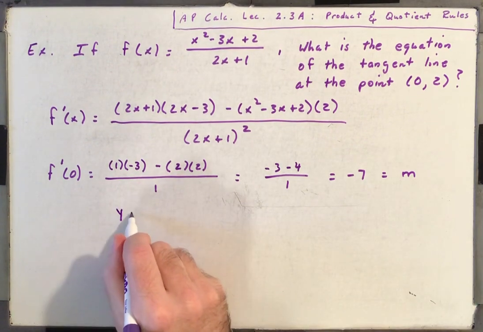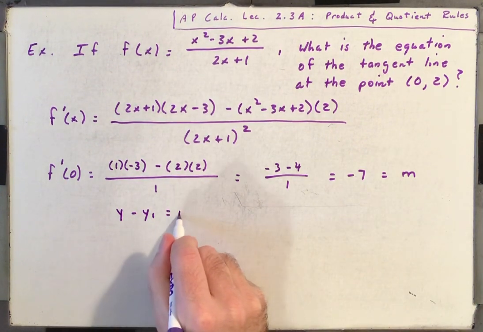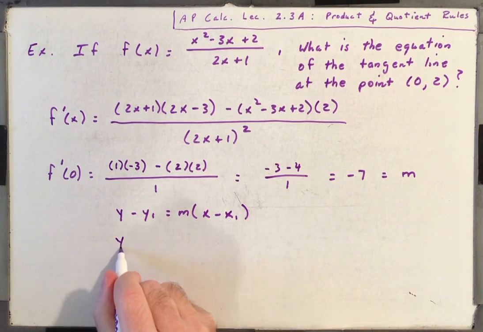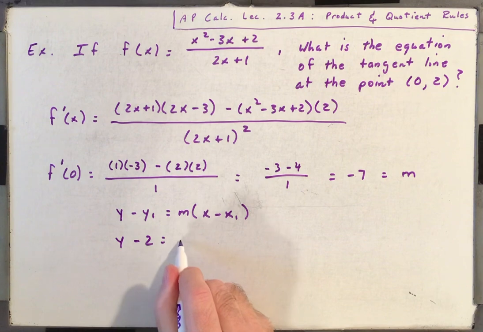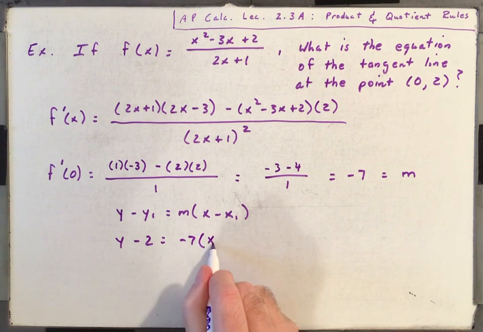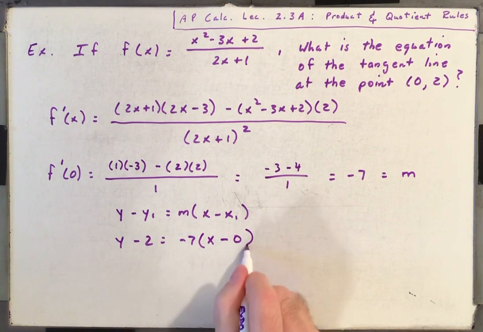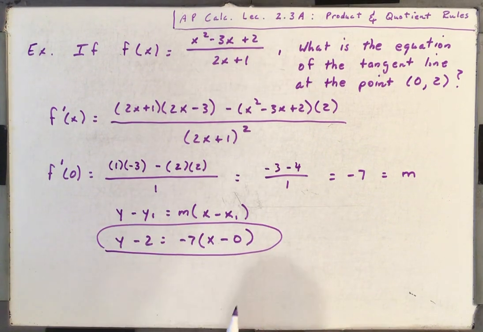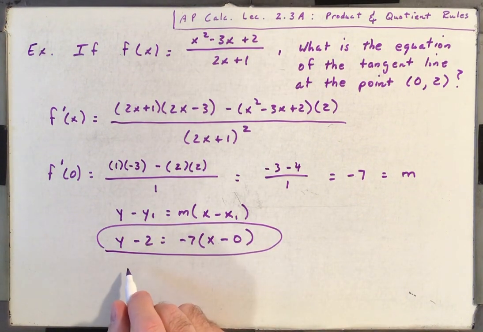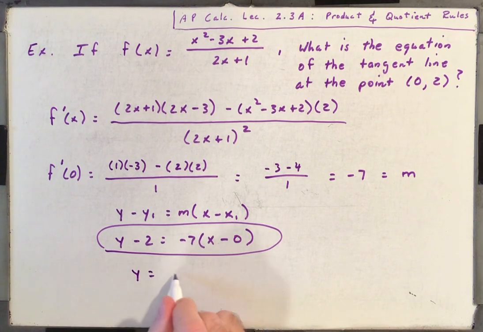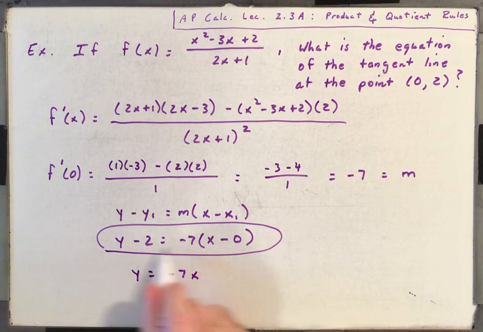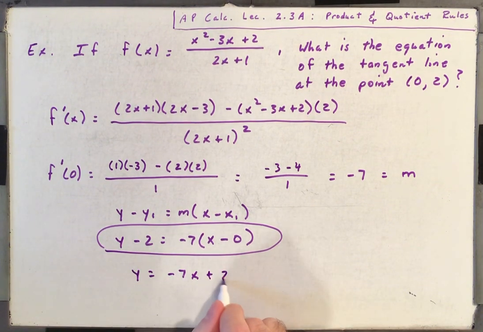Okay, we have y minus y1 is equal to the slope times x minus x1. So I've got y minus 2 is equal to negative 7 times x minus 0. That is fine if you're in my class. If you're required to make this into slope-intercept, it would be y is equal to negative 7x, and then add the 2 to both sides, plus 2.